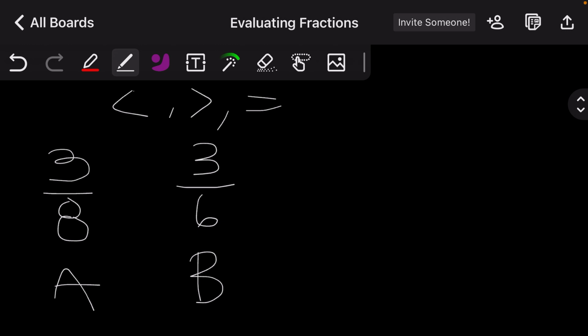One pizza is divided up into 8 pieces. That would be pizza A right here, divided up into 8 slices, you know what I'm saying? And we got pizza B, which is cut up into 6 slices. And of course, all the slices are the same size, right?